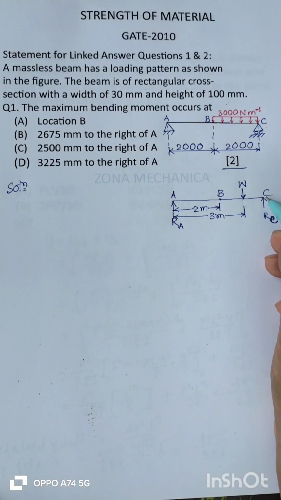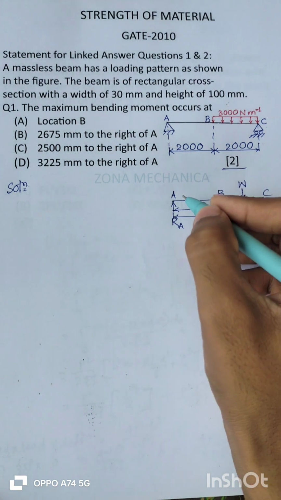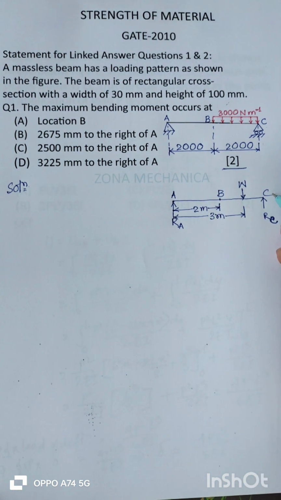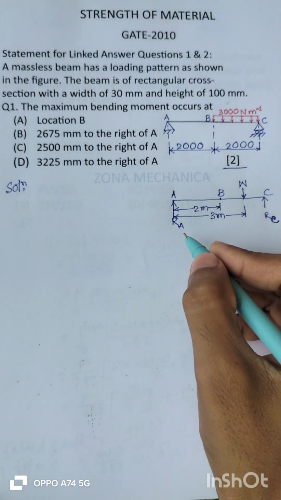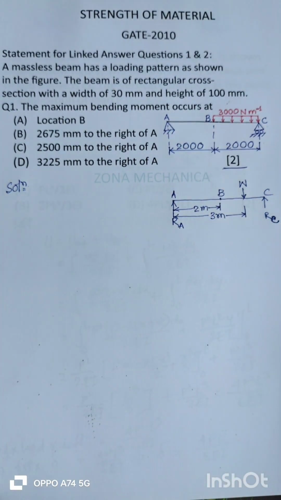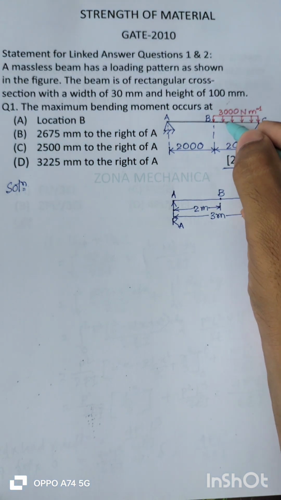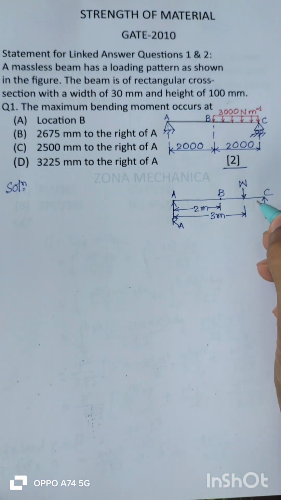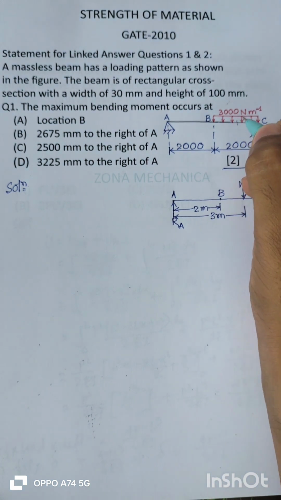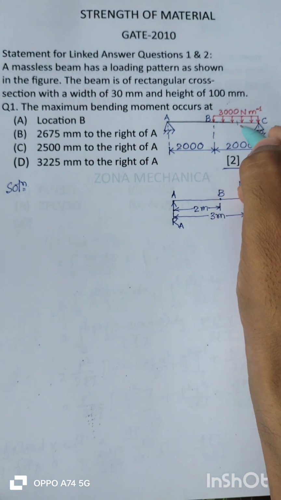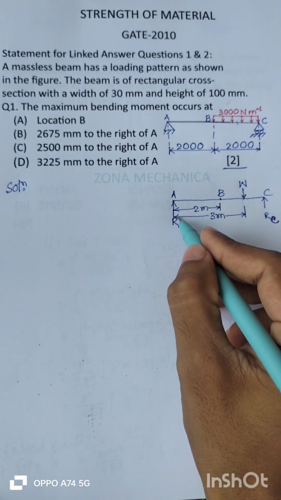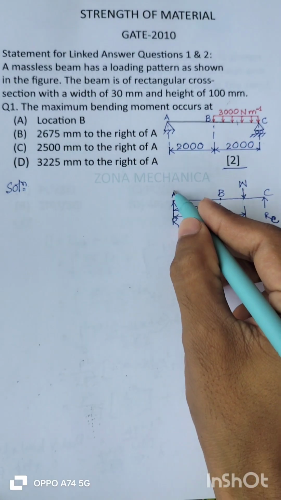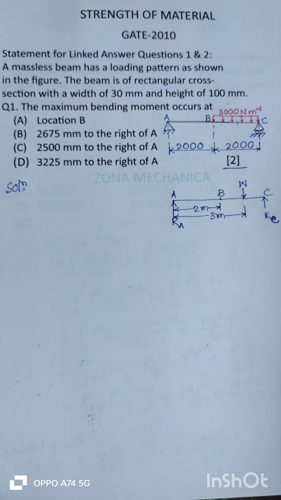This is the beam, and this is the point A, and this is the point C. Clearly, at these two supports, there will act two reactions. Let RA and RC be the two reactions. And we can assume this UDL as a point load W, which will act at the mid span, that is at 1 meter from B, that is at 3 meters from A.